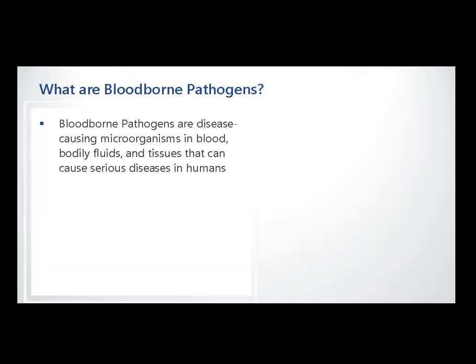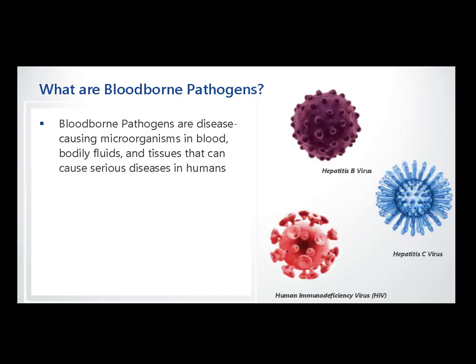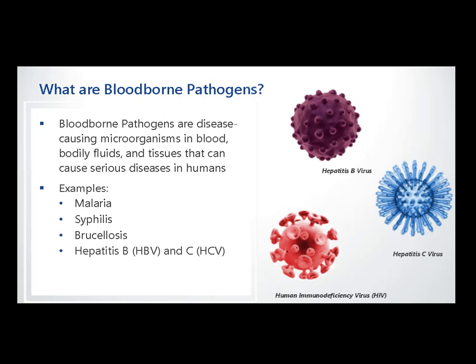Bloodborne pathogens are disease-causing microorganisms that can be present in blood, bodily fluids, and tissues, and cause serious life-threatening diseases in humans. These pathogens include malaria, syphilis, brucellosis, hepatitis B, called HBV, and hepatitis C, called HCV, and the human immunodeficiency virus, or HIV.